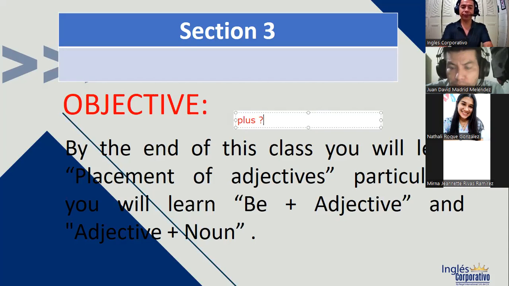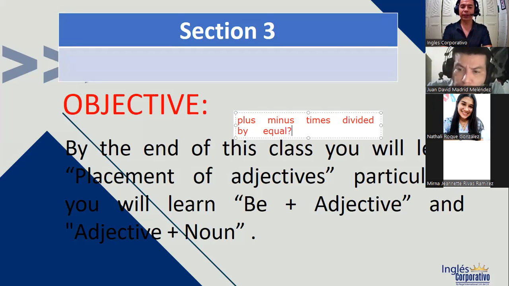Plus. Sorry, es que mi tablero es americano, gringo. No encuentro los símbolos. Y menos es minus. La multiplicación es times. Y la división divided by. Y el signo de igual es equal. Equal. For example, three times two is 6, right? 3 times 3, 9, right?